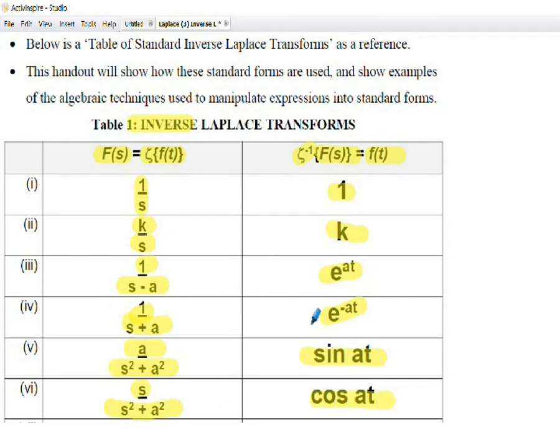We need to get familiar with the functions that have, for example, a linear s in them, or the functions that have an s squared in them. We need to start to get familiar with that. The more familiarity we can have with the table, the easier and quicker we'll find we can undertake the inverse Laplace transforms.